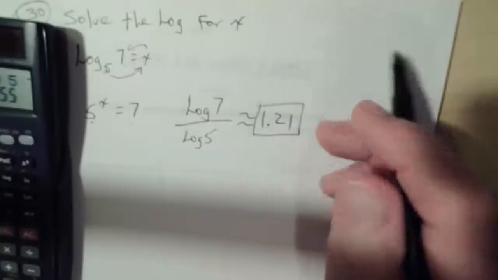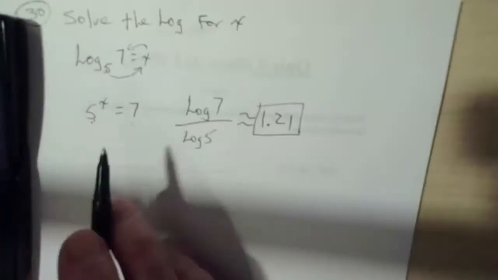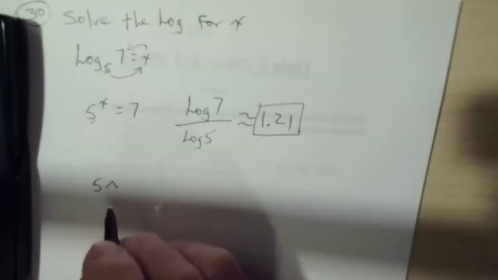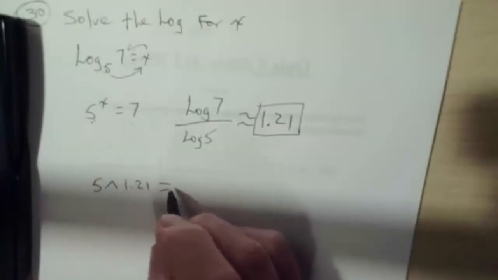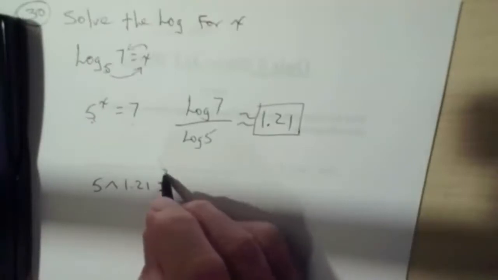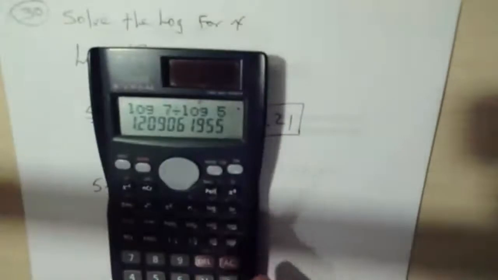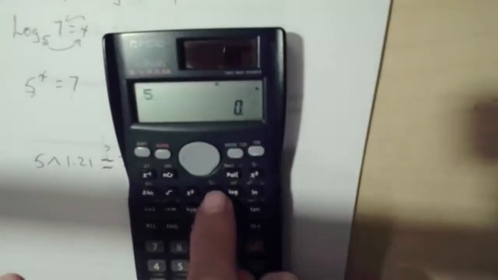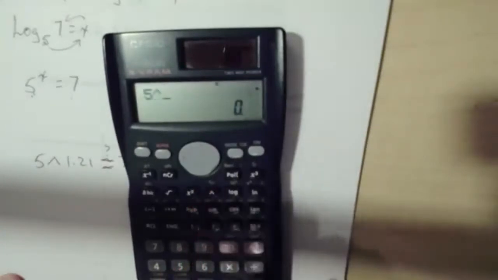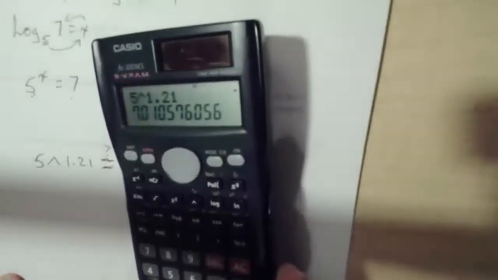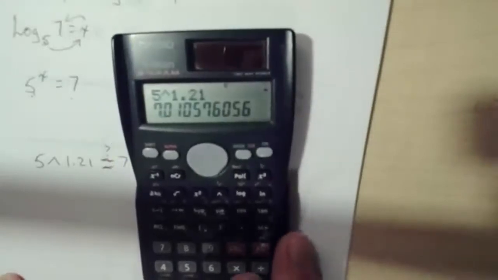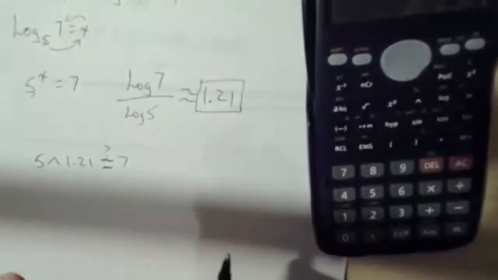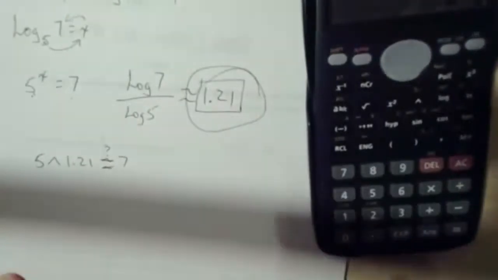Okay, now how could we double check to make sure we're right? Put it back into this. 5 raised to the 1.21, does that approximately equal 7? Let's see. 5 raised to 1.21 is 7.0, dangerously close to 7. Okay, so this is our answer right here. We just double checked it doing that.